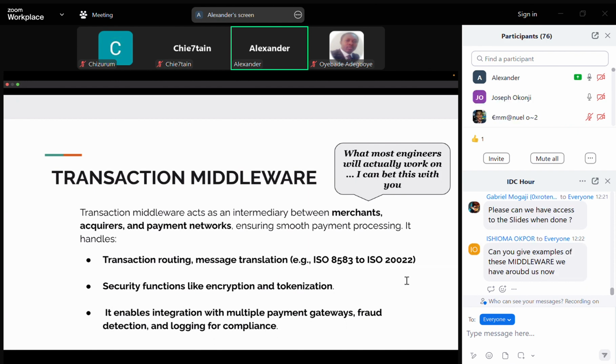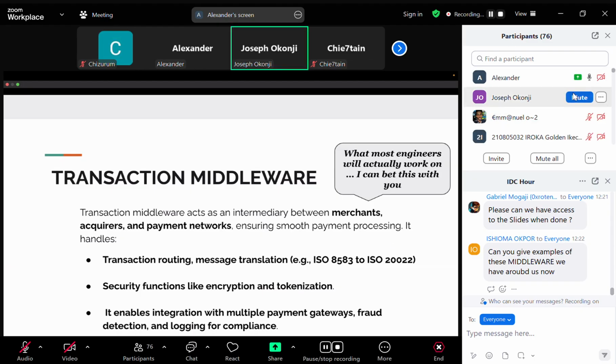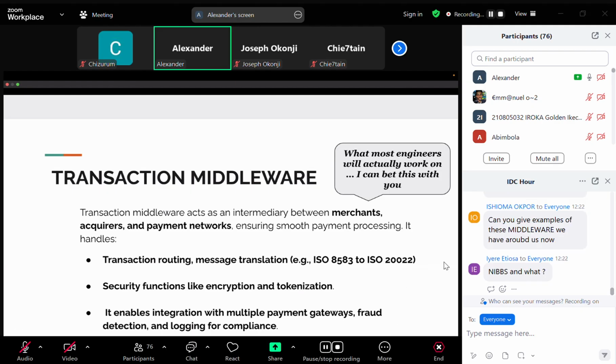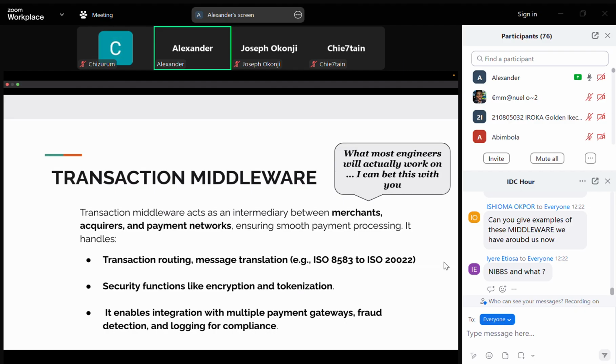And then maybe your POS application or your mobile application is actually connected to the middleware, right? And then these middleware apps handle fraud detection, just like you have on your FEP, and they help with logging too, for compliance, right?